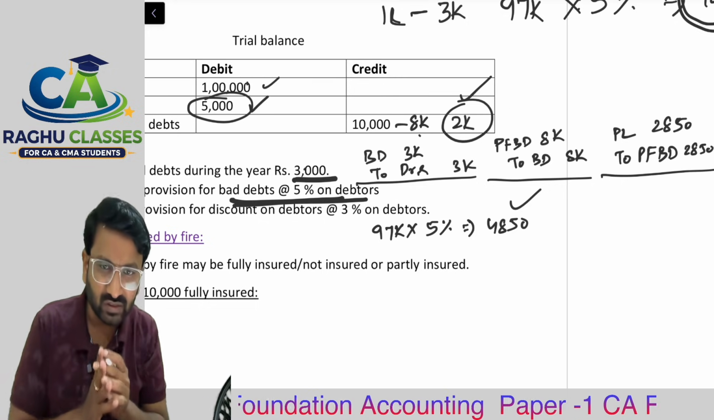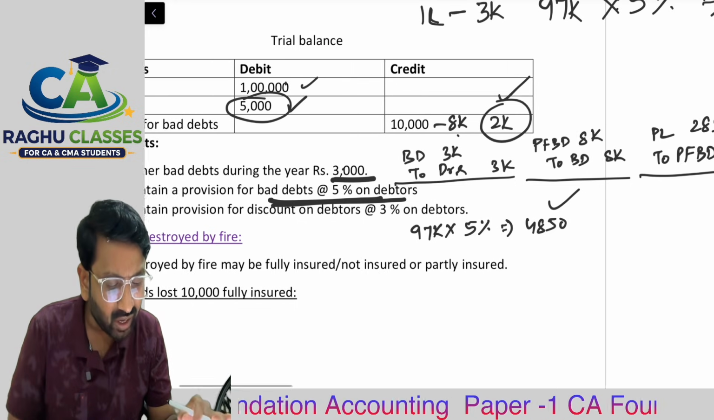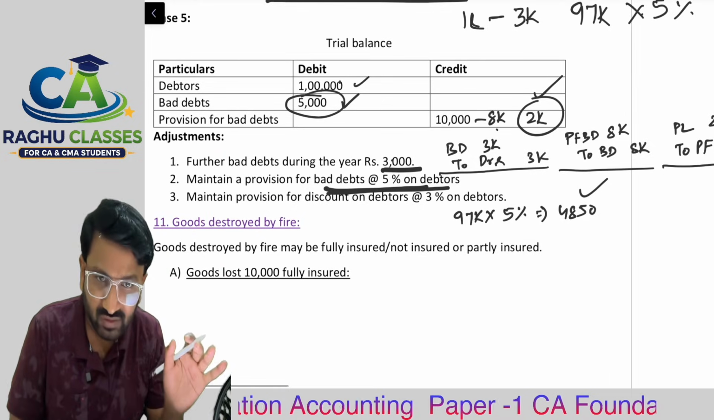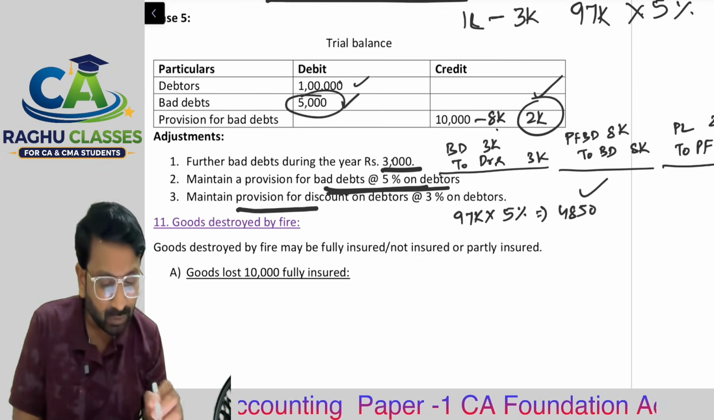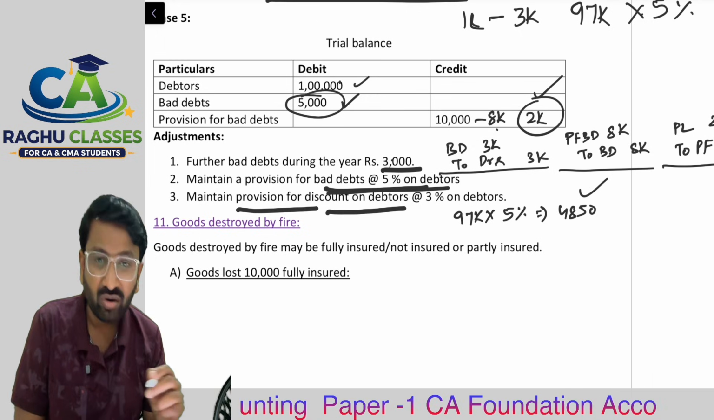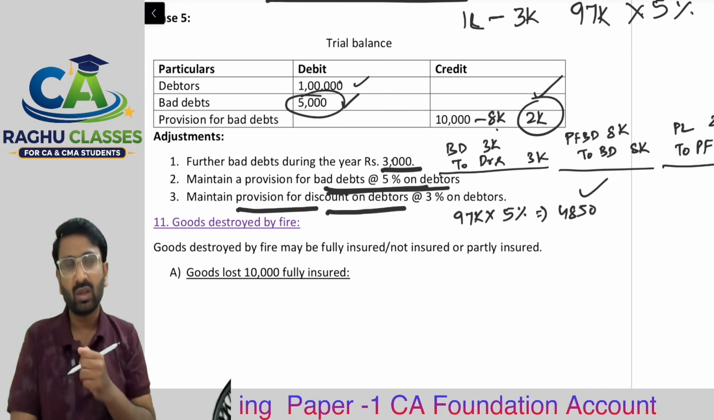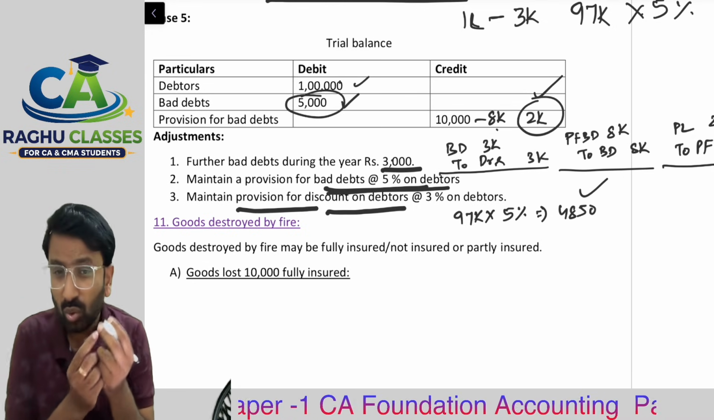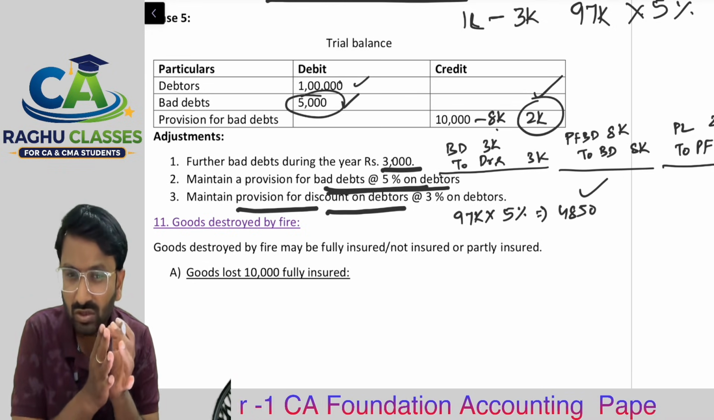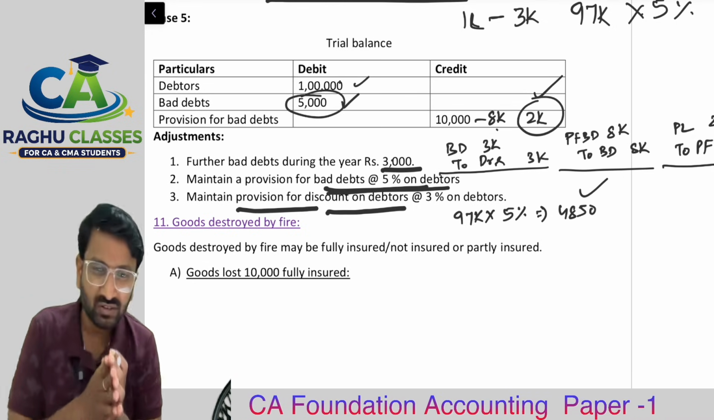Same as the earlier case. Now we have an additional adjustment wherein they say maintain one more provision. But this provision is for discount on debtors at 3%. See, whenever we want to give discount, we don't give discount to all debtors. So we give discount only to the good debtors.